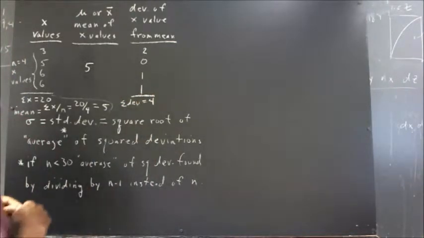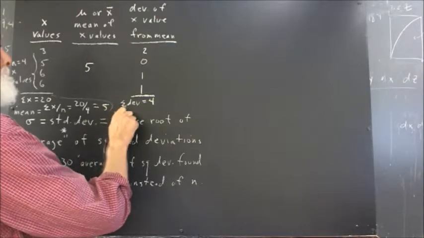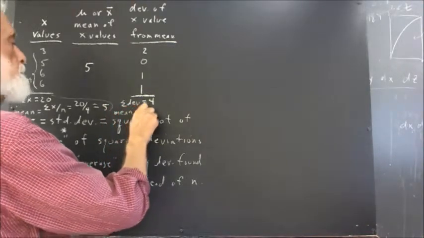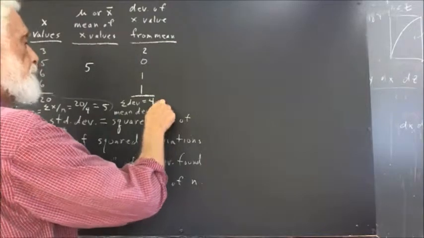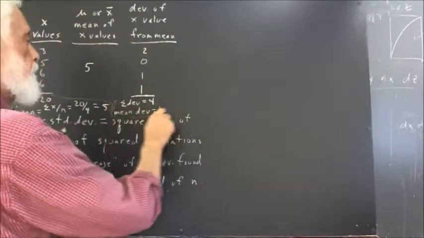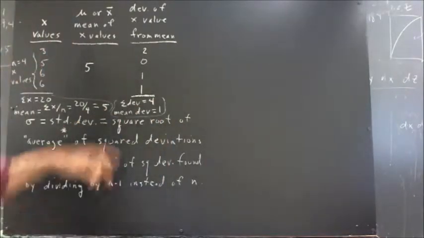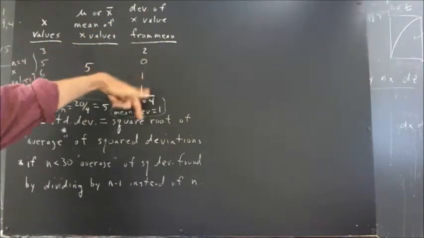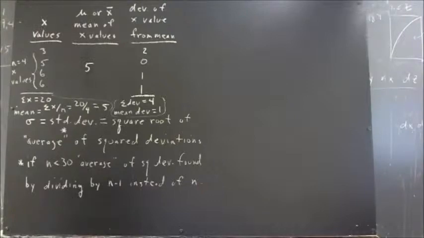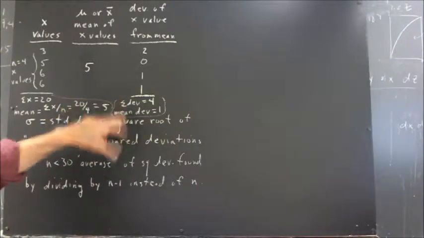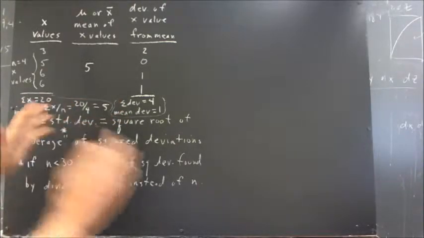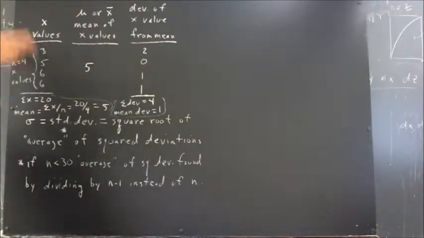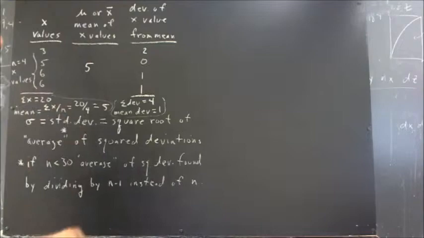And the mean deviation is 1. I'm not going to write out the entire calculation of that, but we're just taking the mean of these 4 numbers. There are 4 of them. We add them up, we divide by 4, we get a mean deviation of 1. That is a reasonable indication of how much these numbers are spread out. On the average, they're 1 unit from the mean. That's not the standard deviation.